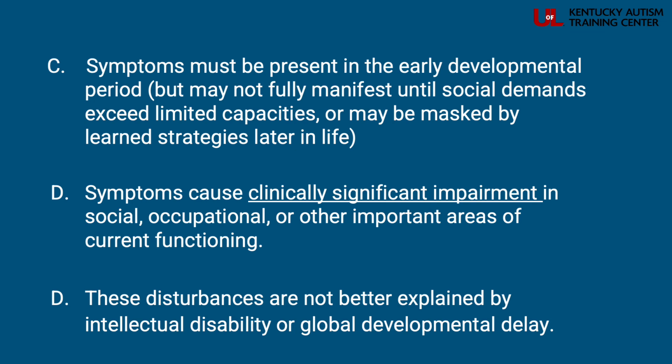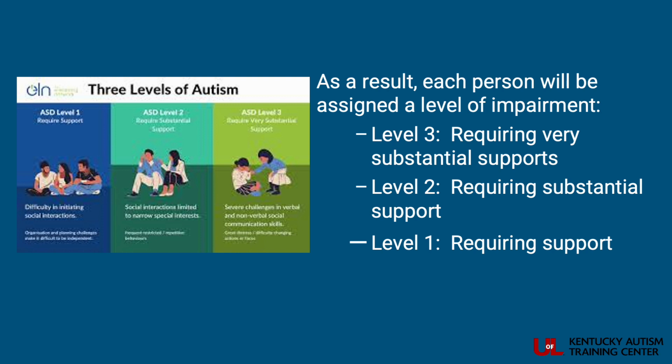D, the symptoms cause clinically significant impairment in social, occupational, or other important areas of current functioning. And E, disturbances are not better explained by an intellectual disability or global developmental delay.